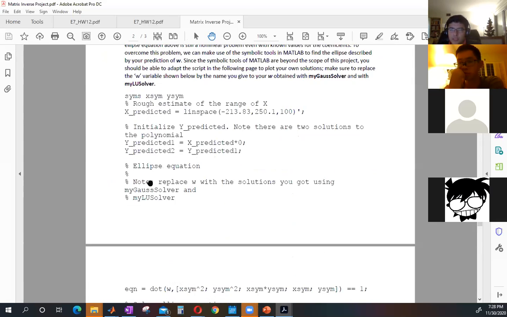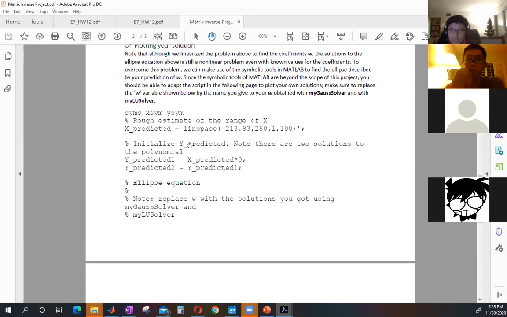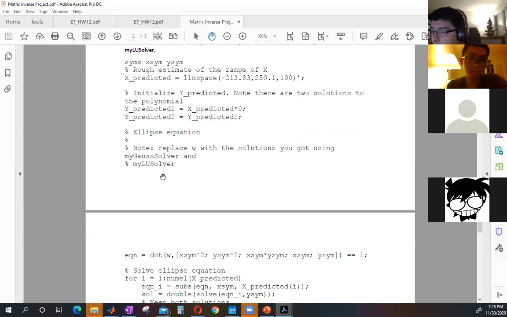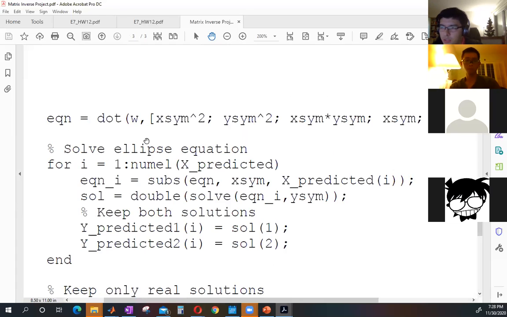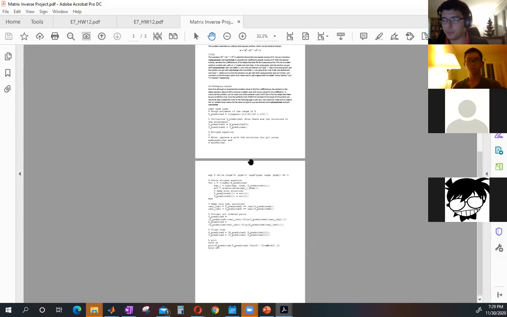Look through the code. You basically only need to copy and paste this and adjust it. There's this variable W here. You will adjust this to whatever you call your W from my Gauss solver and the other W from my LU solver. That's the only modification you need to do to this code, and whatever you need to do to make it plot in the same graph as the scatter plot. But don't worry too much about the plotting. We give it to you.